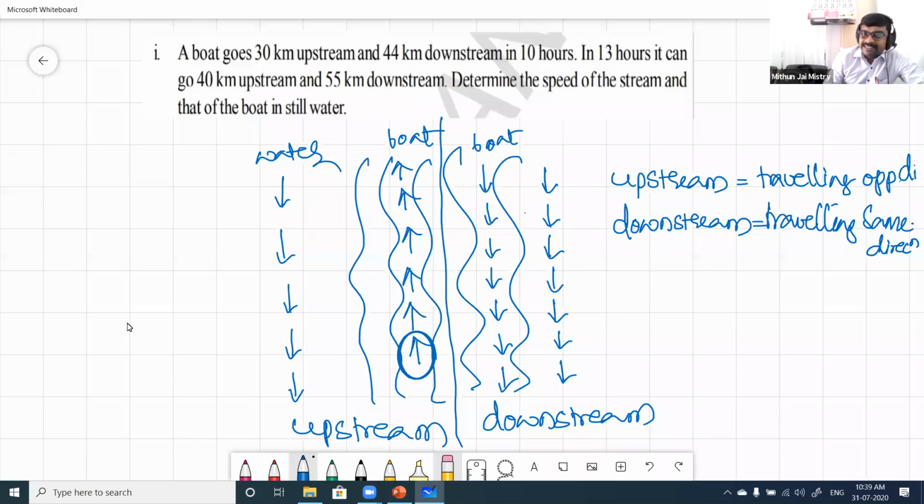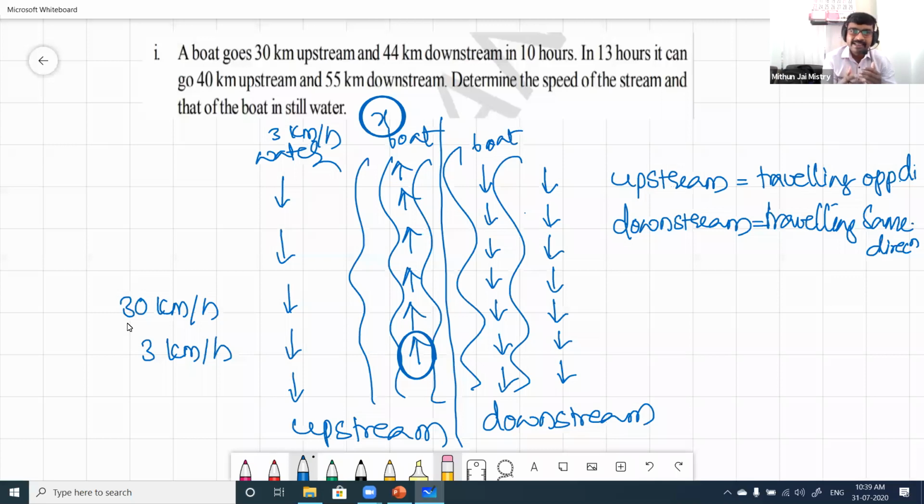Now let me assume that the speed of the boat is some x. Or let me assume the speed of the boat is 30 km/h, and the speed of the water is 3 km/h. Then when you're traveling on the boat in the opposite direction, you will feel as if the boat is traveling at a speed of 27 km/h. That means in upstream, the relative speed will be the difference between the speeds of boat and water.